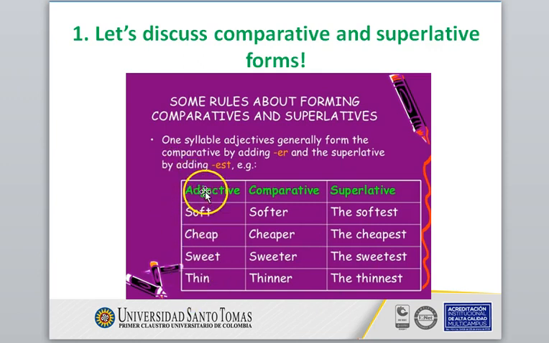So let's talk about this chart. One syllable adjectives: soft, cheap, sweet, thin. We typically form the comparative by adding -er and the superlative by adding -est. Remember that we typically have the connector "than" after the comparative and the article "the" before the superlative. Let me give you an example. This computer is cheaper than that one. But I can say, in my opinion, Sony is the cheapest computer in the store. This is just to give you a little context.